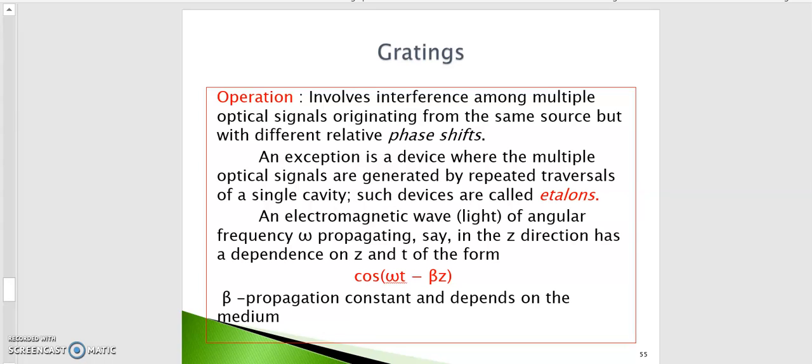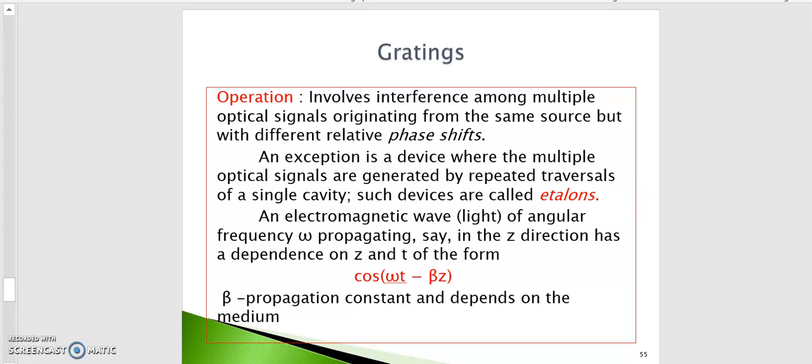Yet another device is known as etalons. In etalons, multiple signals are generated by the repeated traversals inside a single cavity. Inside a single cavity, the light can move a number of times, and by it, multiple signals are generated. Such devices are called etalons.